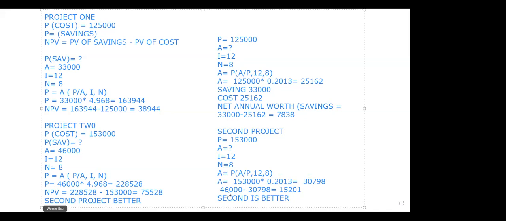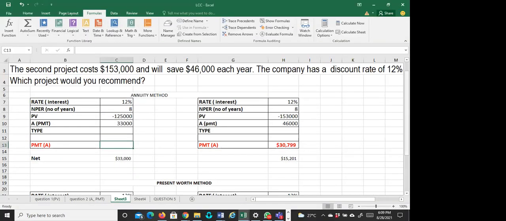Okay, we're not seeing it. Sorry, we're not seeing the sheet. So this is the same question we just solved now.